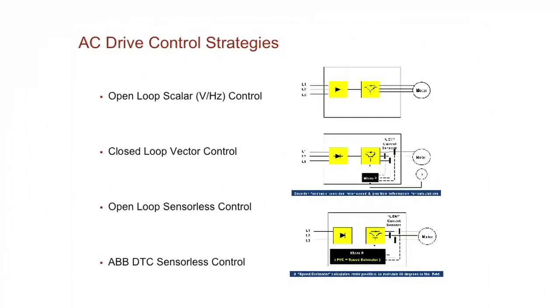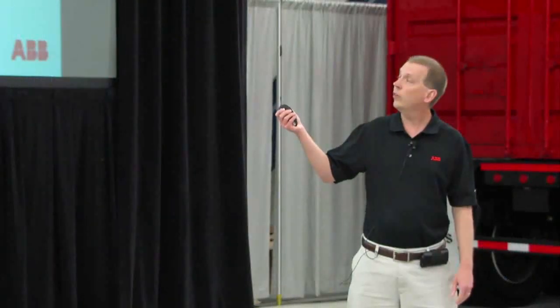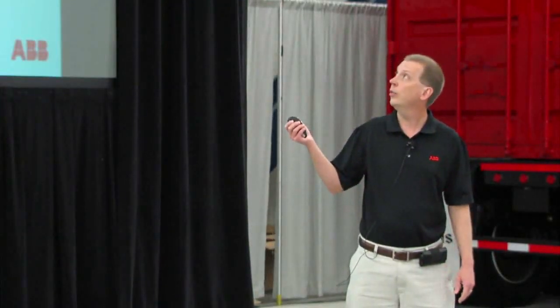AC drive control strategies. There are several different ways that you can control an AC drive. If you go back in time, the original AC drives were what we call volts per hertz or scalar AC drives. And what that literally meant is that the voltage was always a ratio of the frequency we were outputting. So if it was a 460 volt, 60 hertz motor, and we tell the drive to run at 60 hertz, it's going to output 460 volts. If we tell the drive to run half speed, or 30 hertz, it's going to output 230 volts.